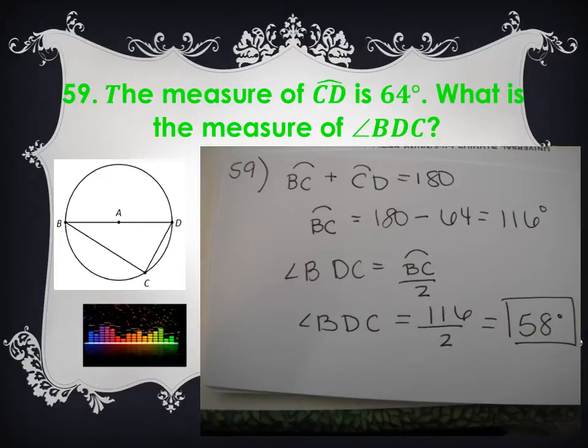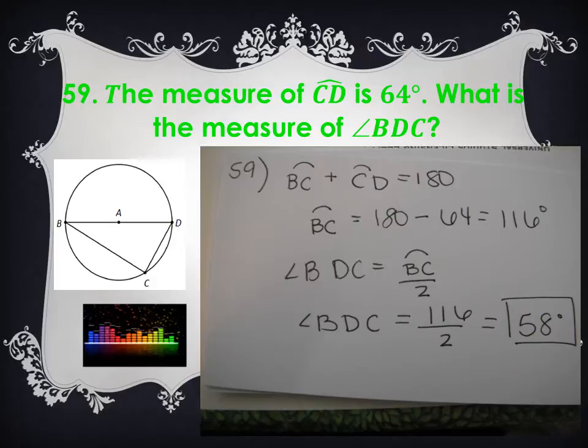In this problem, you were given one arc measure, and you were asked to find angle BDC. Angle BDC is an inscribed angle, and it goes with arc BC. So in order for us to use the formula arc equals angle over 2, you have to first find arc BC. Arc BC plus CD equals 180.